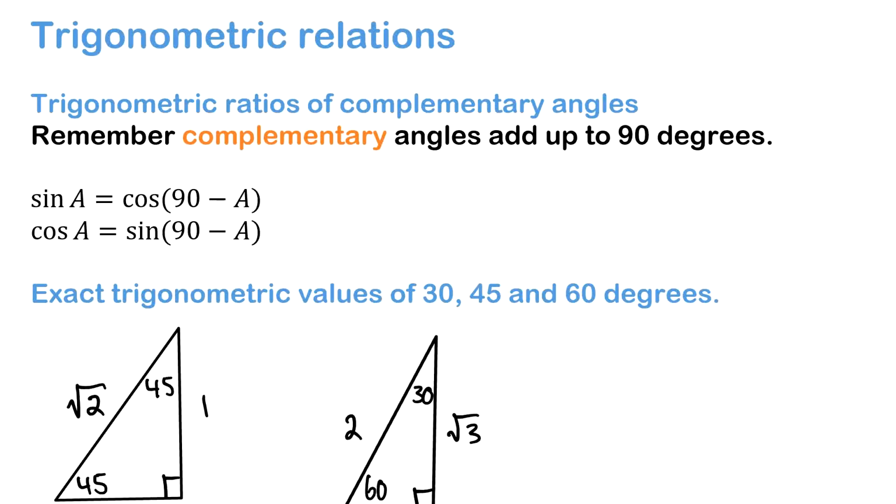So if you have sine A, that's the same as having cos 90 minus A. Again, same with if you had cos A, it's the same as having sine 90 minus A. And later in the video, we're going to go through some of the examples to show you how that works.